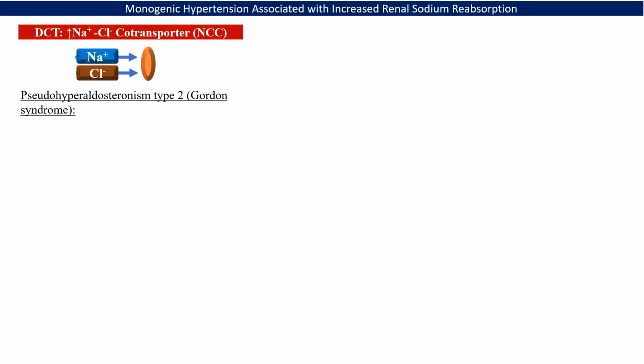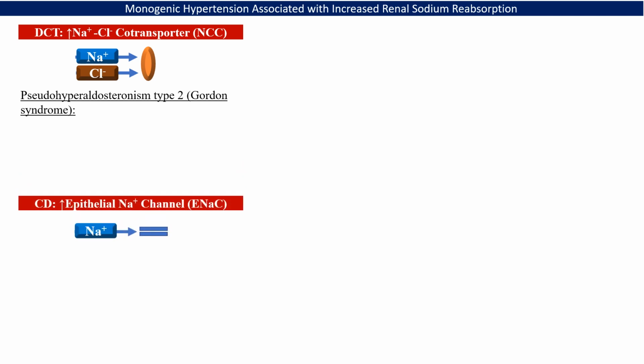Another form of monogenic hypertension that results from an increase in renal sodium reabsorption is due to a gain of function mutation of the epithelial sodium channel ENaC in collecting ducts. This condition is known as Liddle syndrome.